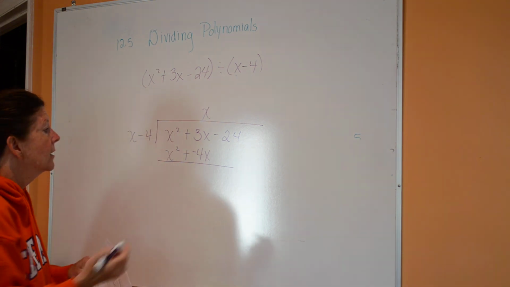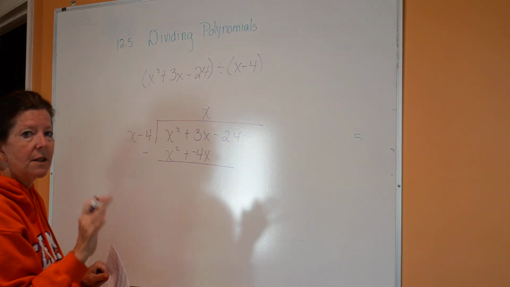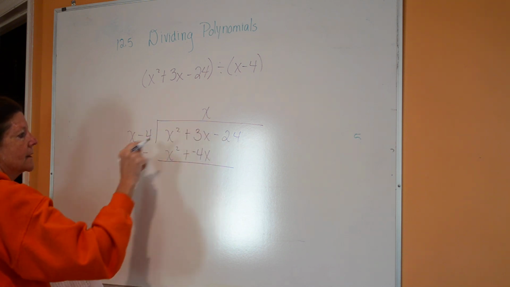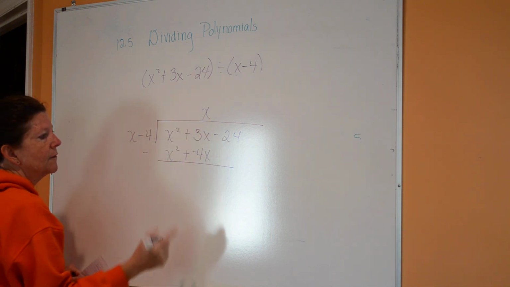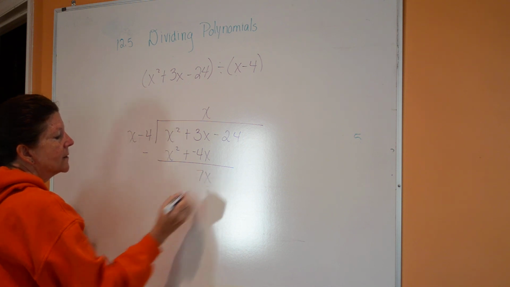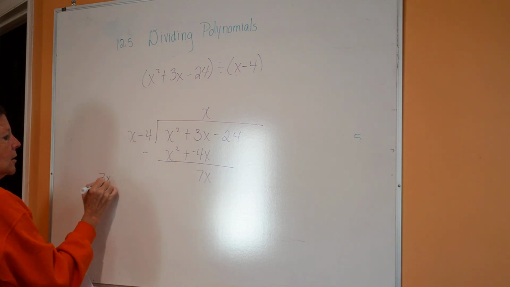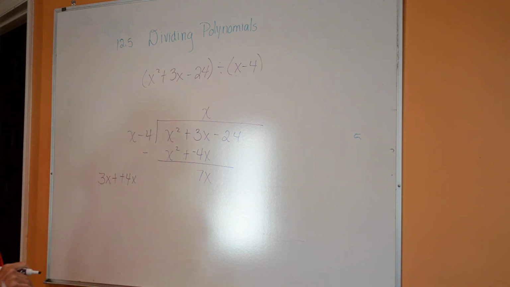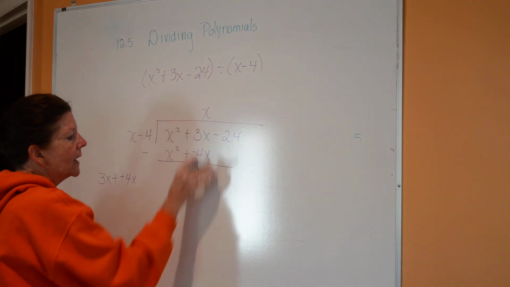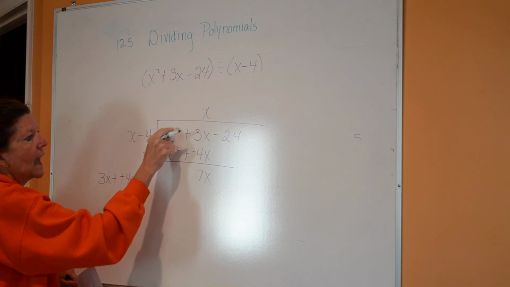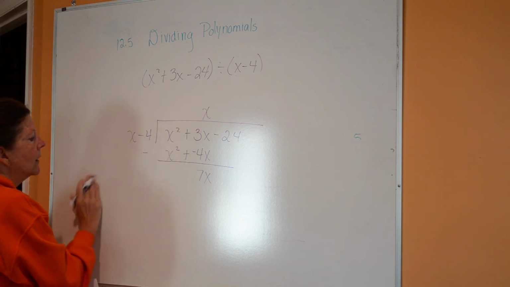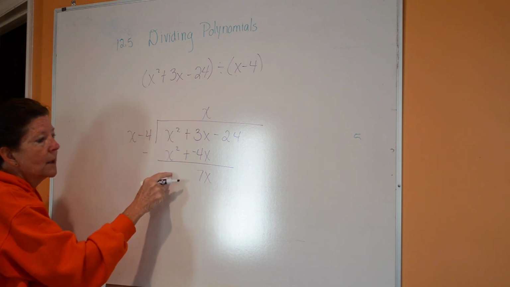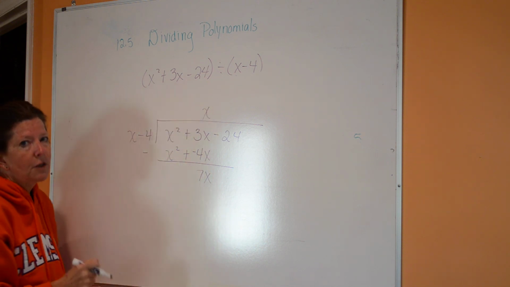Then, like normal long division, I'm going to subtract. This is where you can run into problems, because this is 3x minus a negative 4x, which actually gives me 7x. If you need to, over to the side, write it out so you don't mess up the positives and negatives. So I've got 7x here. Obviously, x squared minus x squared is equal to 0. If I don't get 0 in that first spot, then I've picked the wrong thing up there.